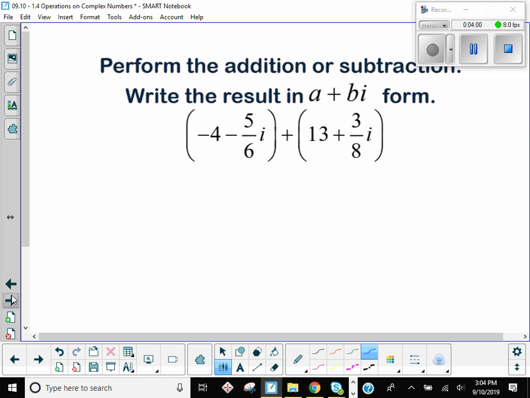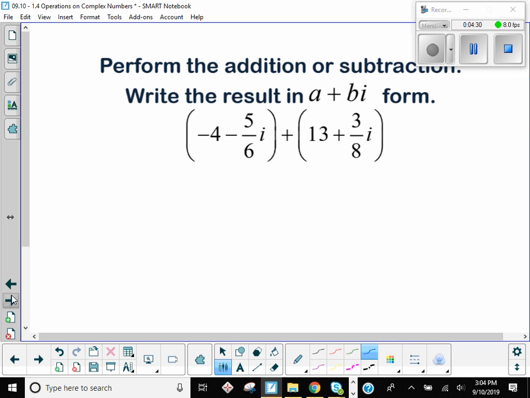Here again, two complex numbers. We're going to add them. What's yucky about this problem? Fractions. What's even more yucky about the fractions? They're not common denominators. We are going to talk in a second about adding or subtracting fractions, getting the denominators the same first. But to set ourselves up for success and give us a little confidence boost, let's just do the real number part.